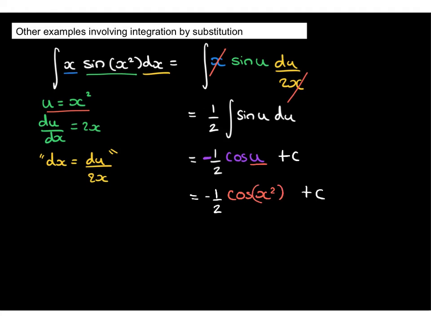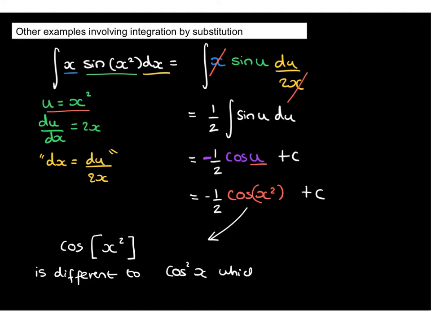Now, notice the way that we've written out sine of x squared and cos of x squared, because this is very specifically cos of x squared, and this is different to cos squared x, which of course means cos of x all squared. Okay, so please make sure you understand the difference between cos of x squared and cos x all squared, or cos squared x. They are different concepts.